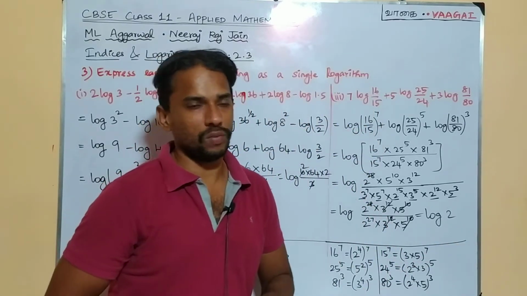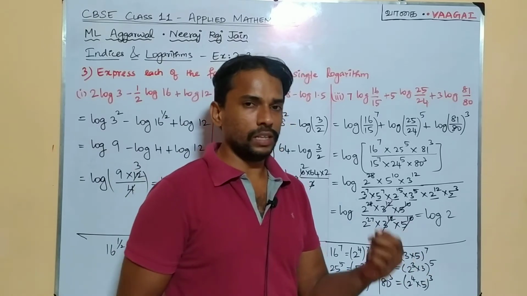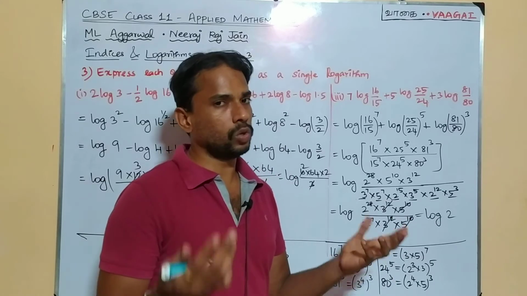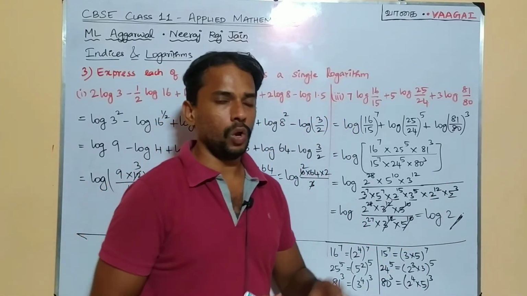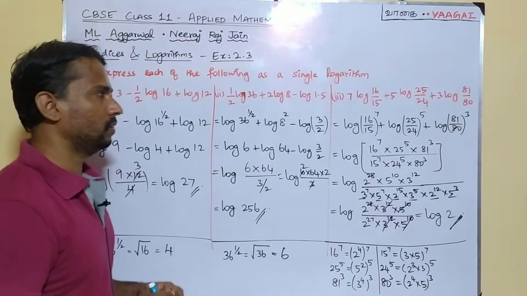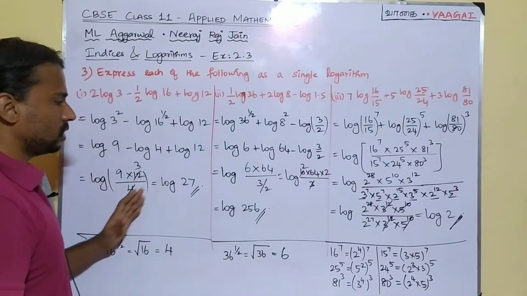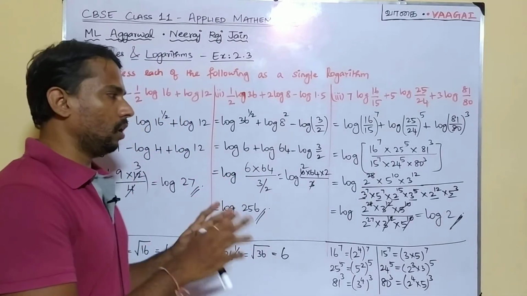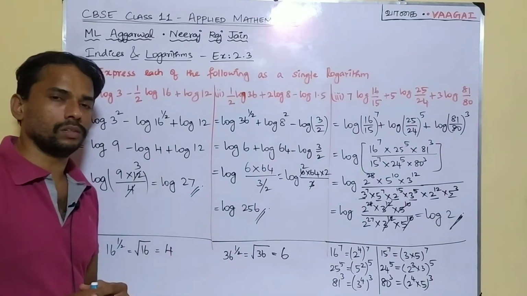That's it. Okay. So all the other powers got cancelled. We are left with only 2's power, and that power is 1. So log of 2 power 1 is going to be log 2 itself. So the simplified form of this question is log 2, which is the answer for this third subdivision. I hope all the questions are clear to you. Again, have a look. We are using the same power rule, product rule, and quotient rule to solve all these questions. Now we'll move on to the next question.